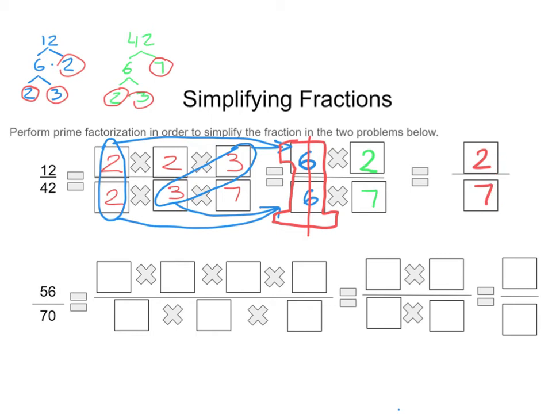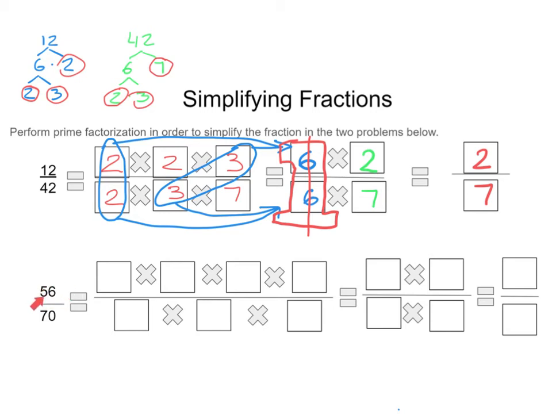They don't have any common factors, so I'm done. 2 sevenths is a simplified version of 12 over 42. So 12 over 42 and 2 over 7 are equivalent fractions. They mean exactly the same quantity, but they look different. The next problem is 56 over 70.